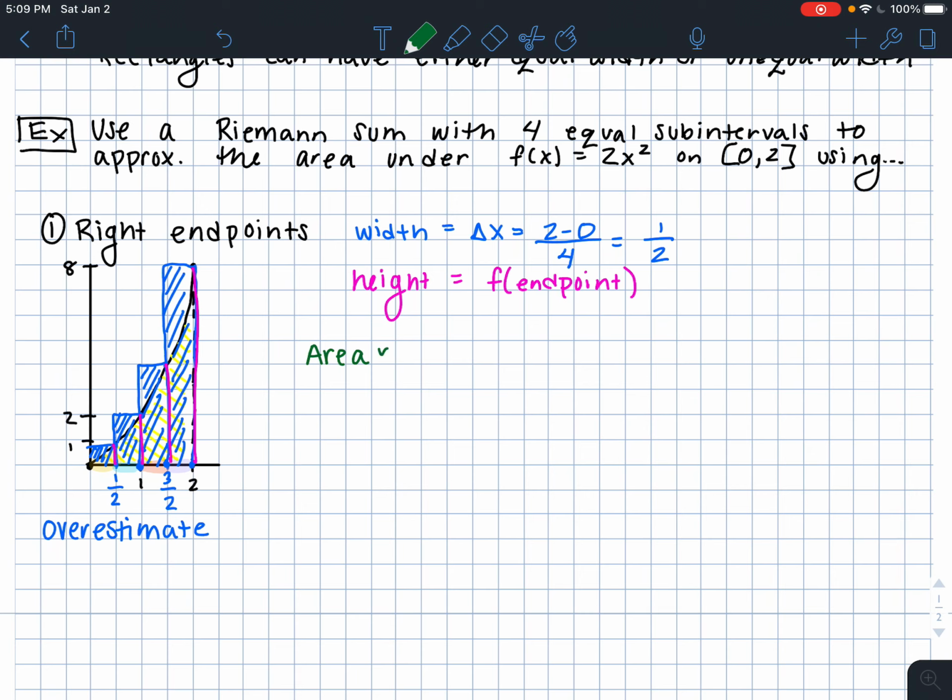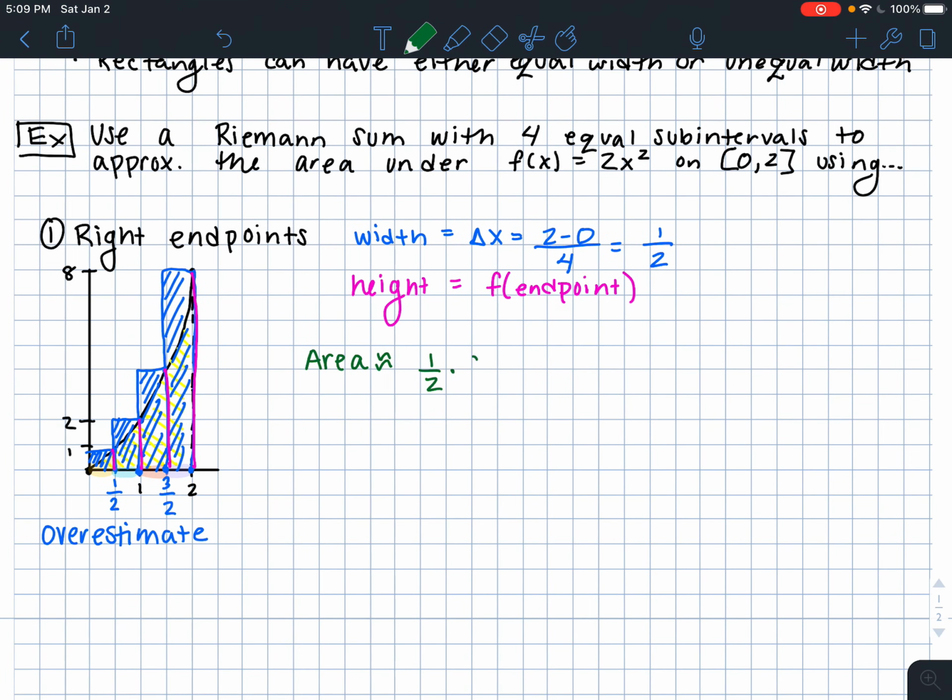Right, so when we go to find our area, we're going to say it's approximately equal to, and we're going to find the area of each rectangle. So the first rectangle would be 1/2 times the function value at 1/2, and then we're going to add that to 1/2 times the function value at 1. And then our third rectangle has a height at the function value of 3/2, and our final rectangle would have an area of 1/2 times the height at f of 2.